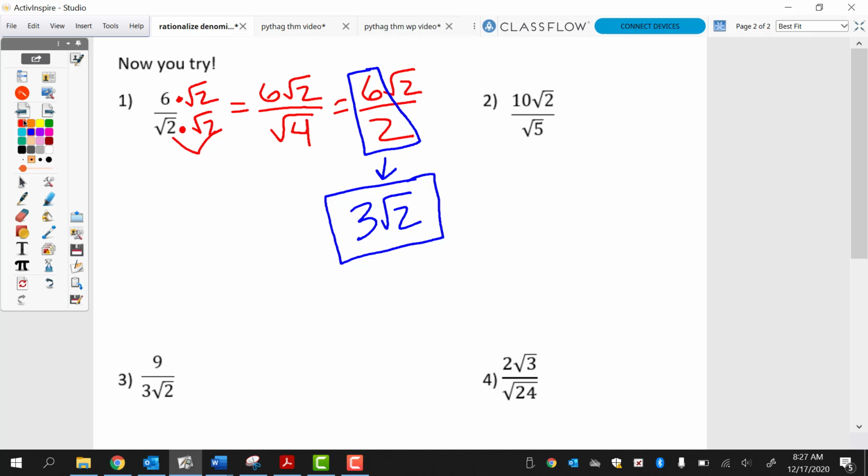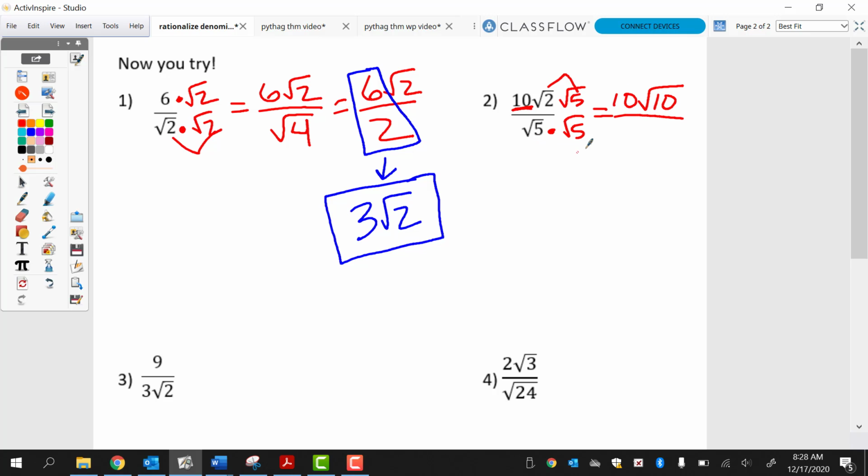Okay, let's look at the next one. On the bottom, I have a square root of 5, so I need to get rid of that. So I'm going to do times square root of 5 on the bottom and on the top. Now this time on the top, I already had a square root. In number 1, I put the numbers next to each other because it was a whole number and a radical. This one, I have a radical, so I can put the radicals together, and I'm actually going to do 2 times 5. And 2 times 5 is 10, so I put that on the inside. This number on the outside stays on the outside.